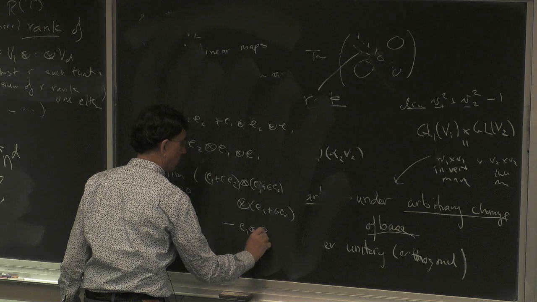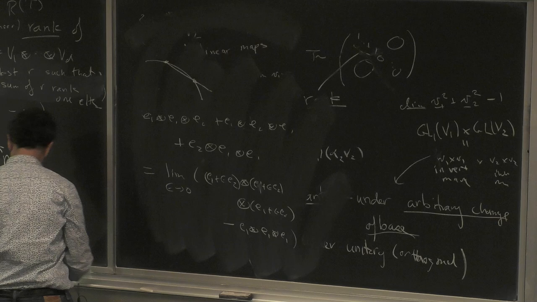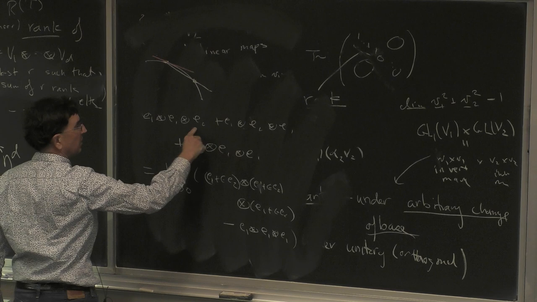And the geometric picture is I have a limit of points, and when I go to the limit, I get a tangent line instead of a secant line. So these points are these points on the tangent line.